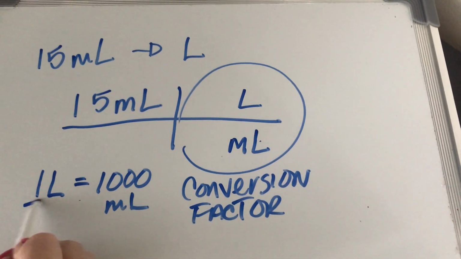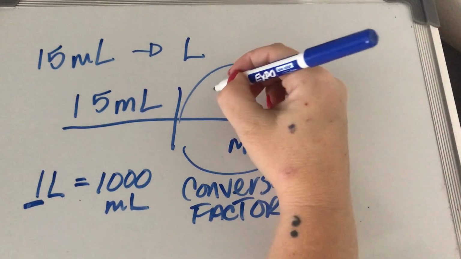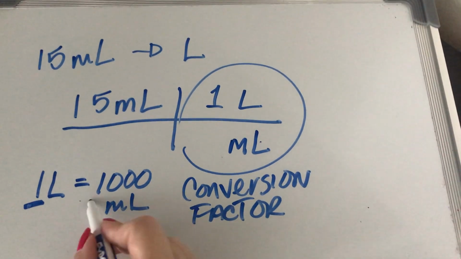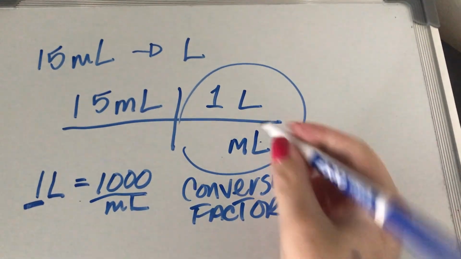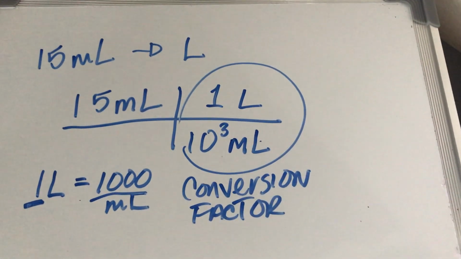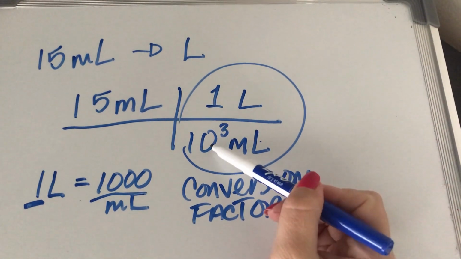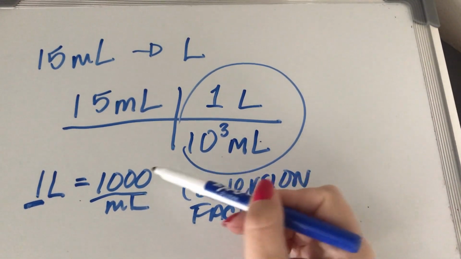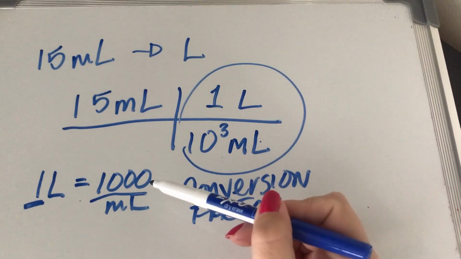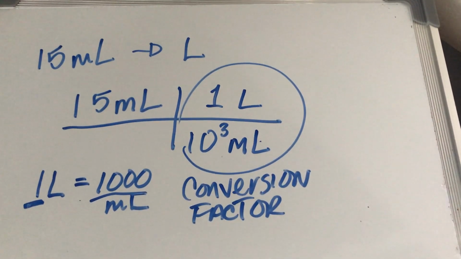So, the 1 here belongs to liters, right? So the 1 goes up top there with liters. You guys with me? 1,000 belongs to milliliters, so that goes here. Okay? Is everybody comfortable with the fact that I'm going from this notation to this notation? Back and forth, they mean the same thing, they're equivalent. Cool.